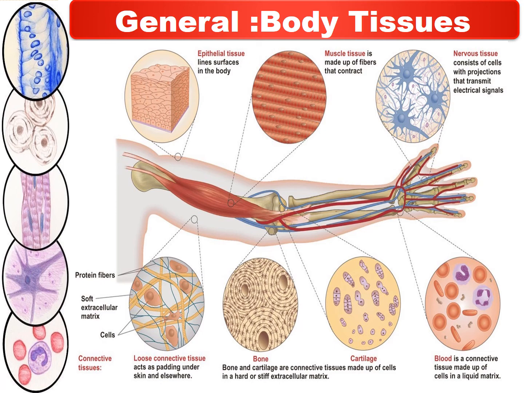Now, with the help of this diagram, we can easily understand the different locations of these categorized tissues. First one is the epithelial tissues. See its location and its function. It lines the surfaces in the body. The second one is the muscle tissues, made up of fibers, and it contracts. See its location. Then the third one is the nervous tissue. It consists of cells with projections that transmit the electrical signals.